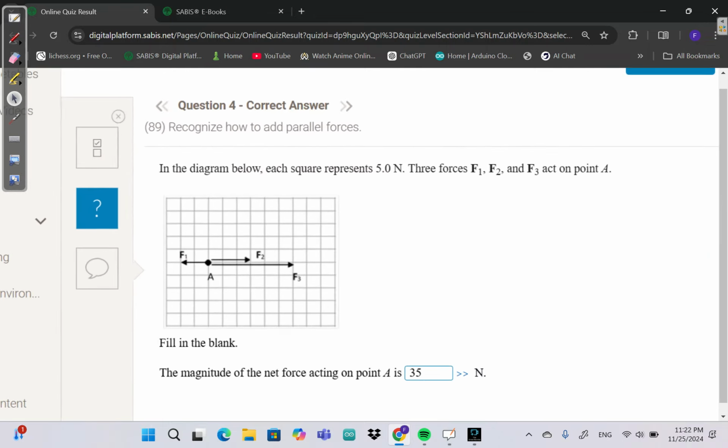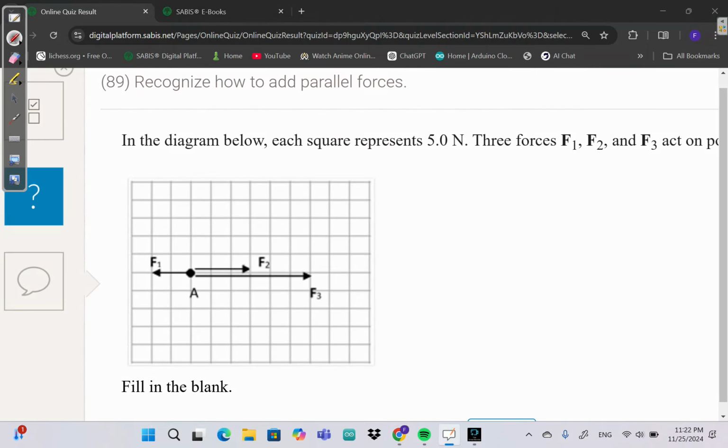Okay, each square is 5 newtons. So here all you need to do is really count. We have to the left 2 squares, which is 10 newtons. And to the right we have 1, 2, 3, so this is 15 newtons. And we have 1, 2, 3, 4, 5, 6, which is 6 times 5 newtons, 30 newtons.